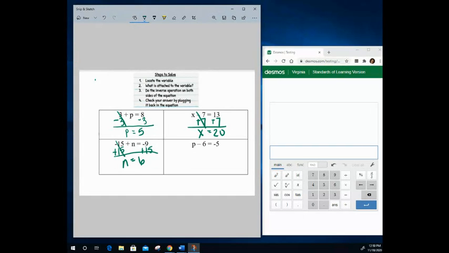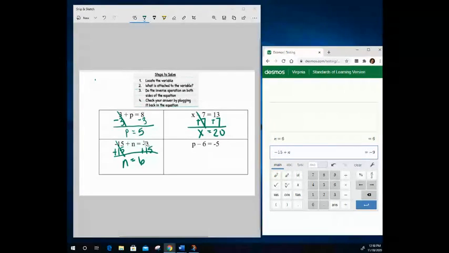Now I can check that in my Desmos. I'm going to do that since this is dealing with some negative numbers here. I'm going to use my keyboard and type n equals. We said our answer was 6. I'm going to hit enter, and then I'm going to type in the equation, which was negative 15, and I'm just using my keyboard for this, plus n. And notice how it comes up saying that it's negative 9, and negative 9 is what's here in our original equation. So we know we have the correct answer. I'm going to hit clear and then clear all again so that it clears everything out.